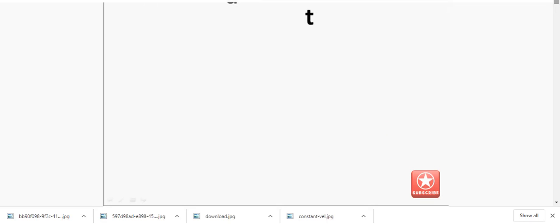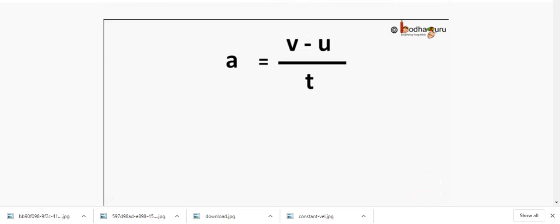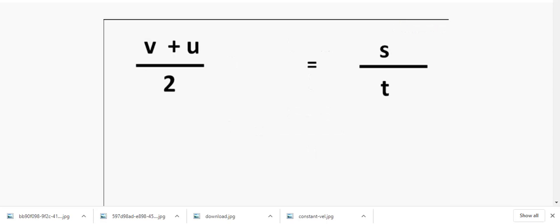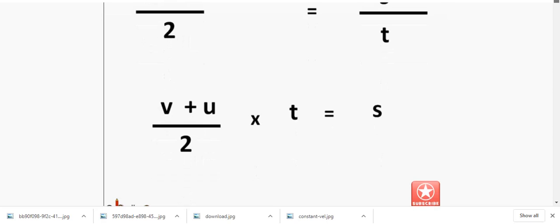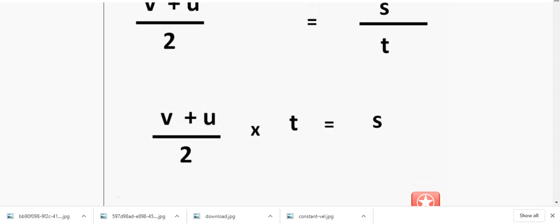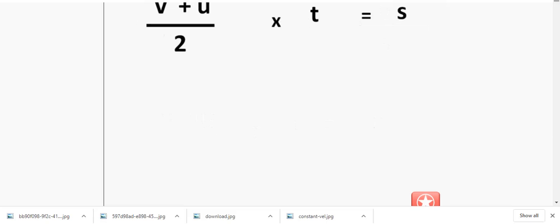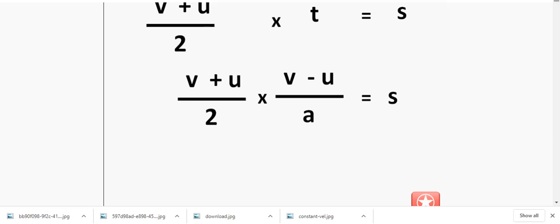Now let us derive another formula. We know acceleration A is equal to V minus U by T, or T is equal to V minus U by A. And we know average velocity V plus U by 2 is equal to S by T. So taking T to the other side, we get V plus U by 2 into T is equal to S. And if we substitute T by V minus U by A that we got earlier, this becomes V plus U by 2 into V minus U by A is equal to S.